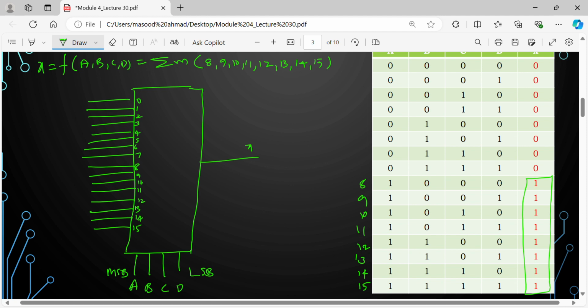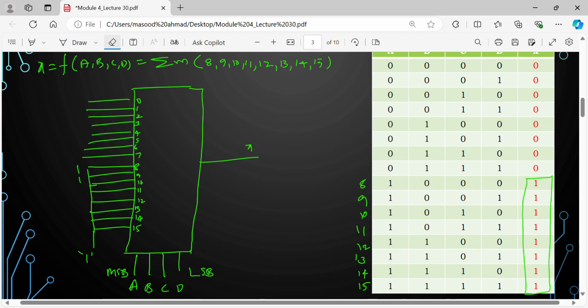For which is it 1? It is 1 for 8. It is 1 for 9. Okay. For all of these things it is 1. So what I will do is I will just connect them like this. Okay. Then I will connect it to 1. Instead of connecting individually to 1, I will connect it to 1.